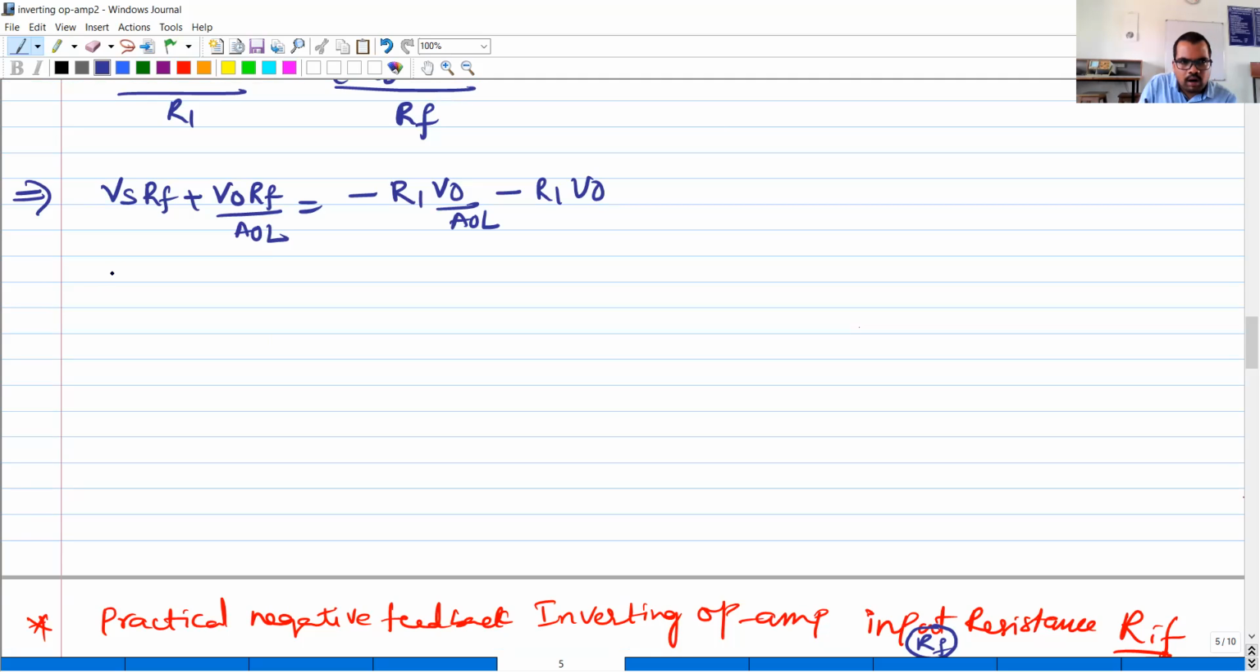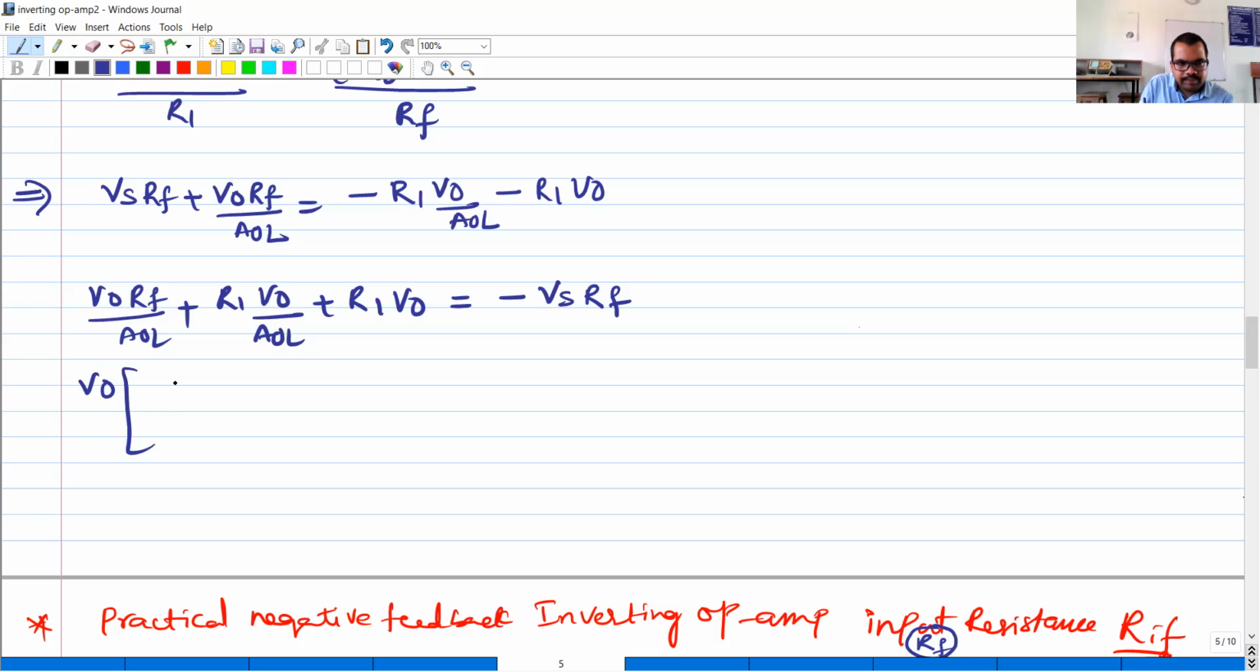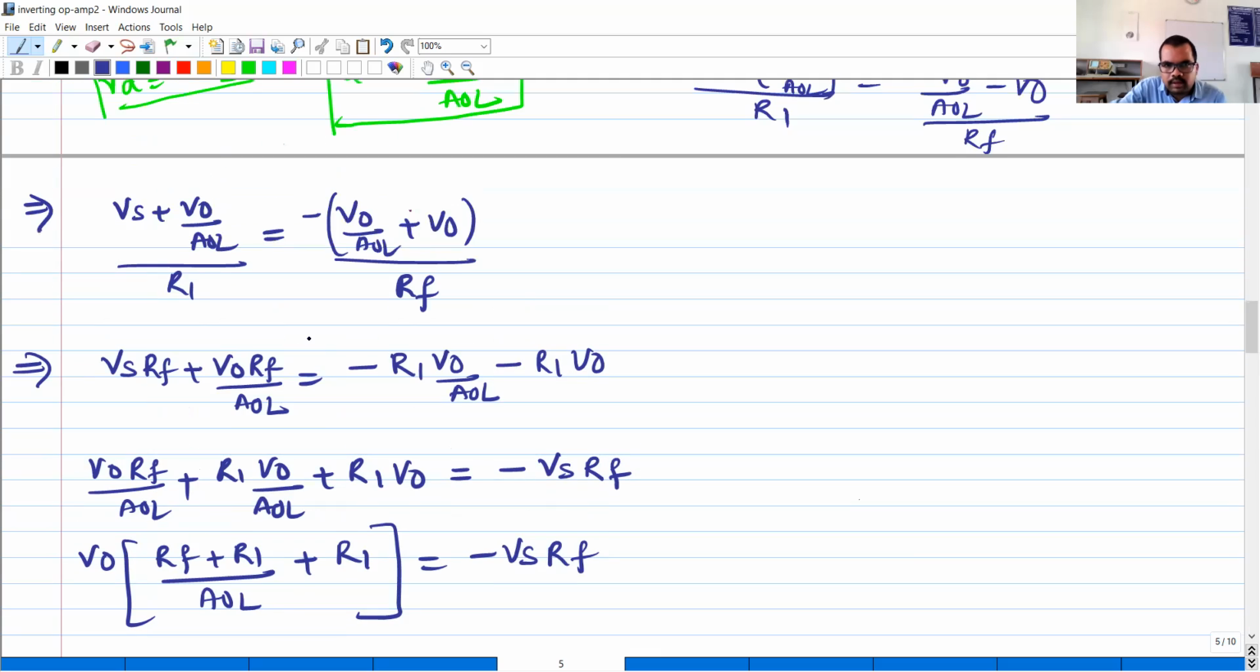Here I want to take all V0 terms on one side. V0 RF by AOL plus R1 V0... V0 (RF plus R1 by AOL plus R1) is equal to minus Vs RF. Taking the common of V0, we get (RF plus R1 by AOL plus R1) V0 is equal to minus Vs RF, right?